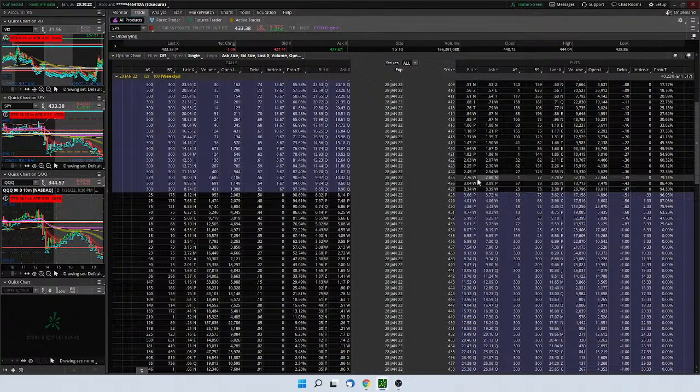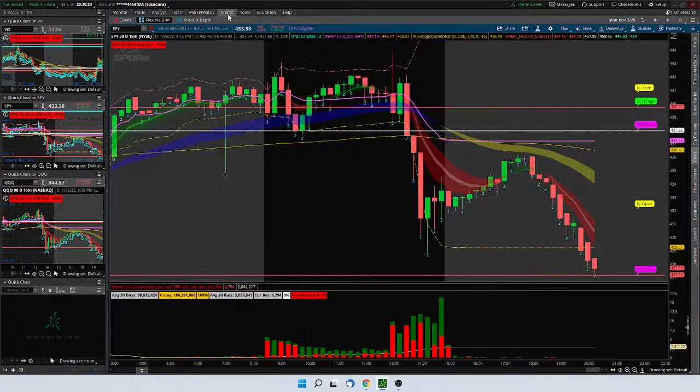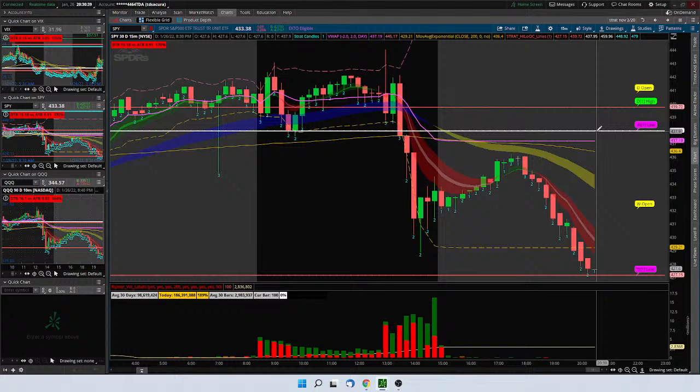But this is where people get in trouble. They'll hold all 5 of those contracts that they had here all the way down, and then SPY will rip back up here. Let's say SPY opens up tomorrow at 437. I mean, you're done. You just lost all your money for the day because you held on to the same contracts and you didn't roll.